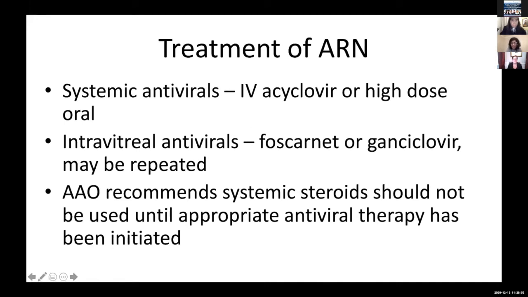And we can hear from the panel because there may be differences among us, but I wanted to just bring attention to this AAO preferred practice pattern and the idea that you have to be careful with systemic steroids because this is a very dangerous infection and it can spread rapidly. Steroids can have a role, but in my mind it's important to make sure that we have a good hold on the infectious component.